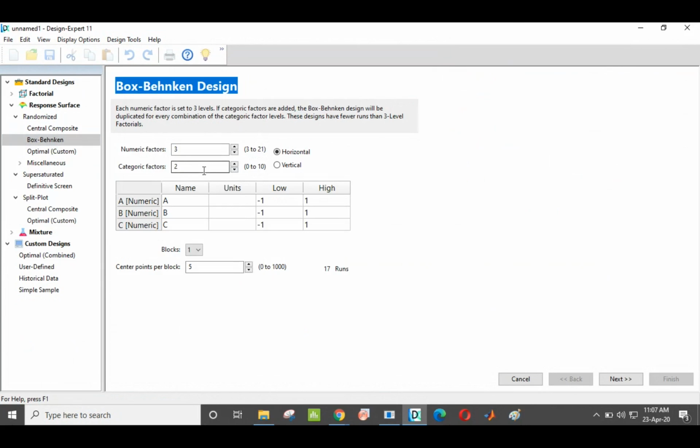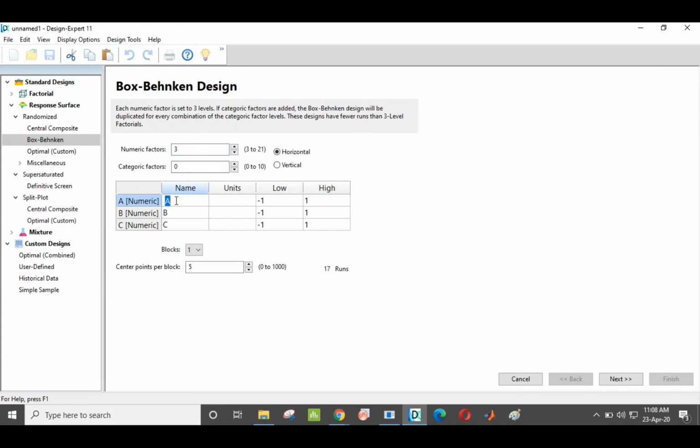The categorical parameters are nothing but material A, material B, material C, or, as we have seen yesterday, type of cutting tool or type of coolant: dry cooling, wet cooling, and minimum quantity lubrication. These things come under the discrete or categorical parameters. Now I am going to make these categorical parameters 0. The minimum number of numerical factors selected in the Box-Behnken design is 3, so I am going to give it as 3.